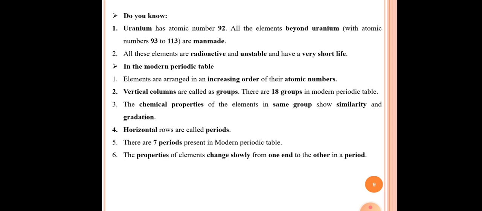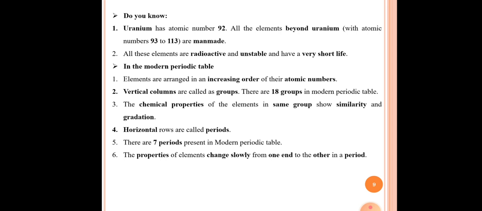Our next point is the number of points given about the modern periodic table. The first point is, elements are arranged in increasing order of their atomic number, which we already covered. The second point here is, the vertical columns are called groups. There are 18 groups in the modern periodic table. This point we also covered: the vertical columns in the modern periodic table are called groups, and there are a total of 18 groups present.